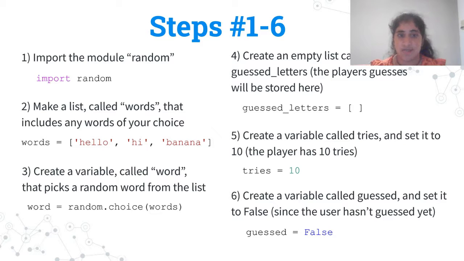This is the answer to this step. We've created a variable called word, and we've set that to random.choice, and in parentheses, we've written the list of words, which is the name of our previous list that we created in step 2.